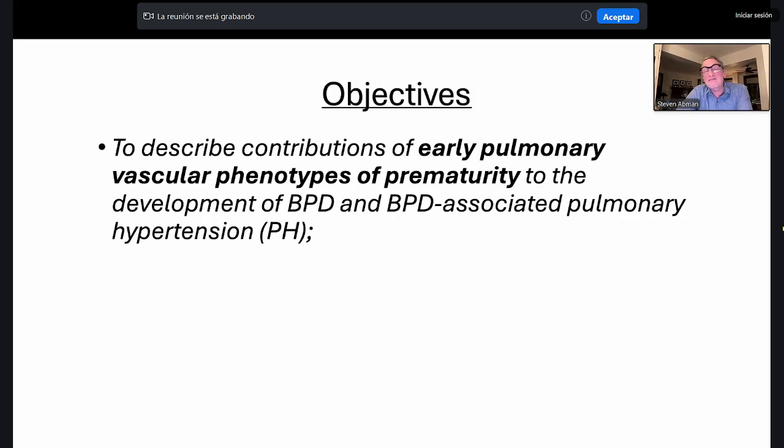So my objectives today: first, to describe the contributions of early pulmonary vascular phenotypes of prematurity. In other words, the susceptibility for the risk of developing both BPD or BPD-associated pulmonary hypertension is in many ways set very early. Often one can identify antenatal factors that contribute to this high risk, and so I'll make reference to some of that work.